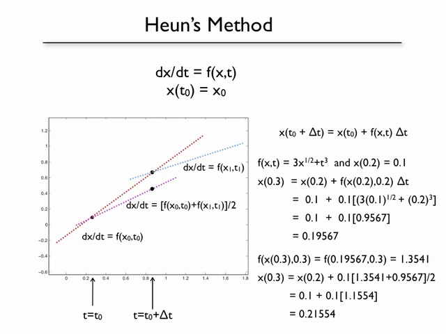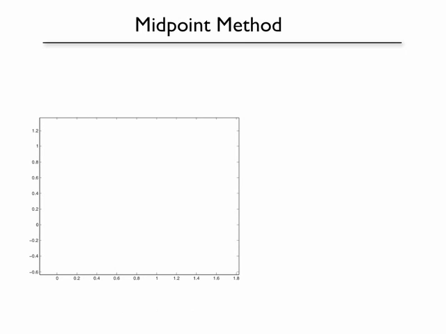Now there are more than one methods that are second order, so let's take a look at the midpoint method, which is another second order method. So again, we have our definition of our differential equation. We've got dx dt equals f of x, t. We have our initial point, exactly the same as before. And so we got that point, and we're now going to try to solve for the rest of the points.